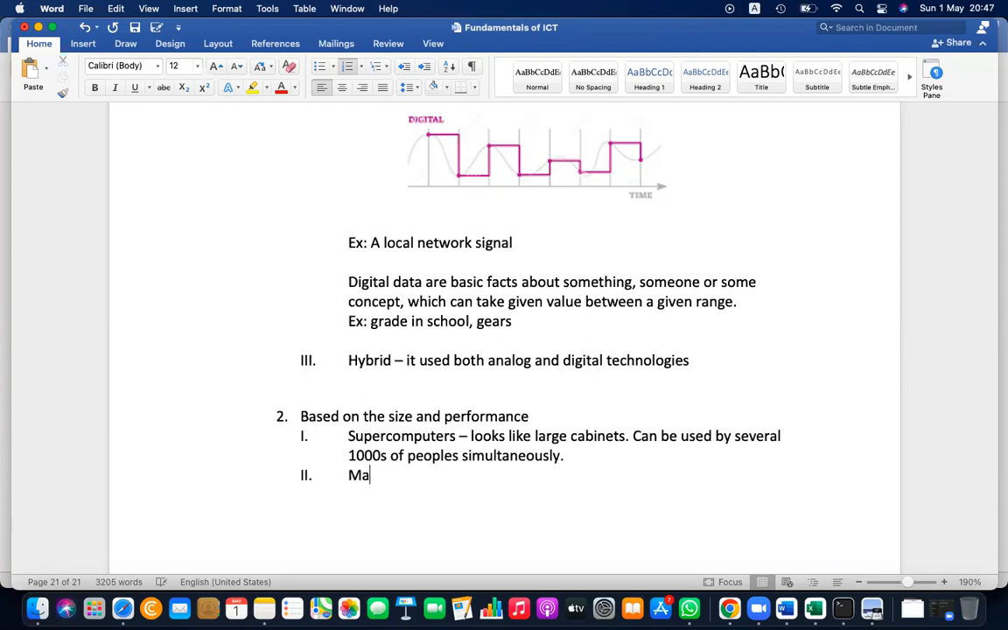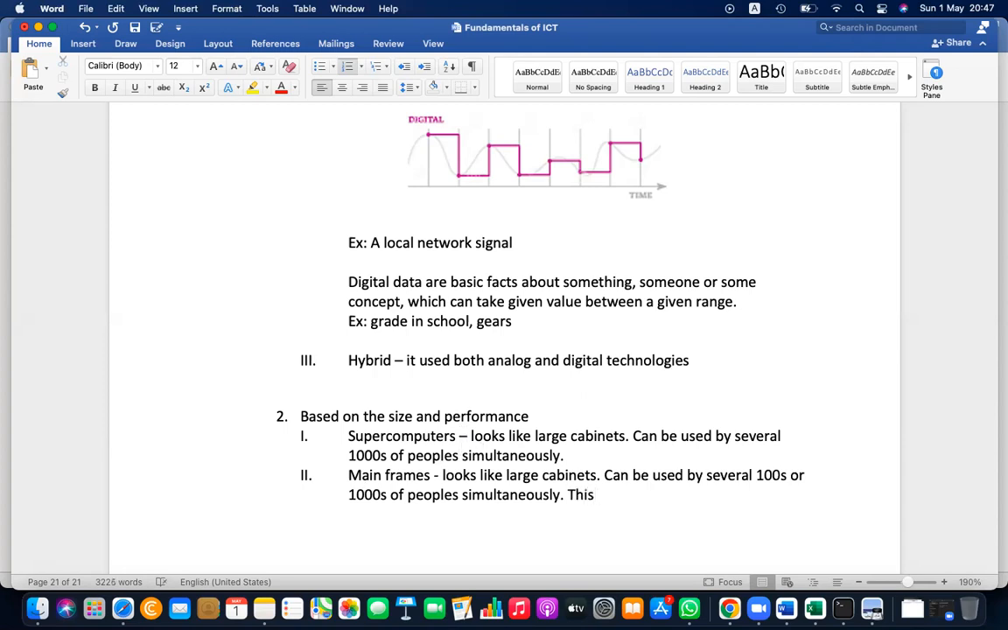Then you have mainframes. Again, a similar thing. It is a little smaller than a supercomputer. So several hundreds, maybe 900,000 people can use it. Hundreds or thousands, right? Even 1,000 or 2,000 people can use that. It is a little smaller than supercomputers.